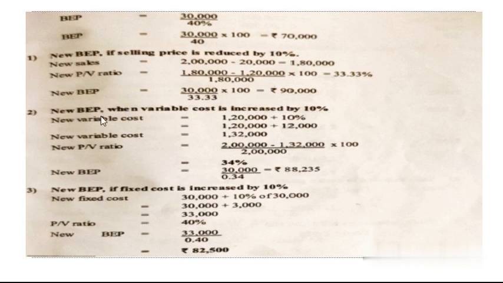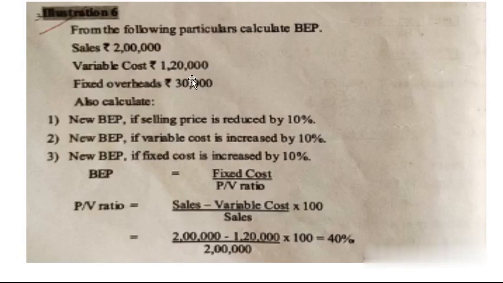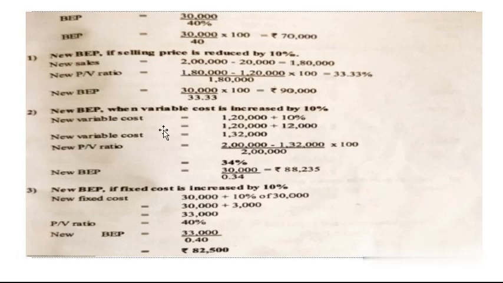Next condition as per the question is to find the new break-even point when variable cost is increased by 10%. So when variable cost is increased by 10%, what will be the break-even point? First we will calculate the new variable cost as it is increased by 10%. According to the question, the variable cost is 1,20,000, into 10% of it will give you 12,000. So 1,20,000 plus 12,000, because it is increased, you will get 1,32,000.